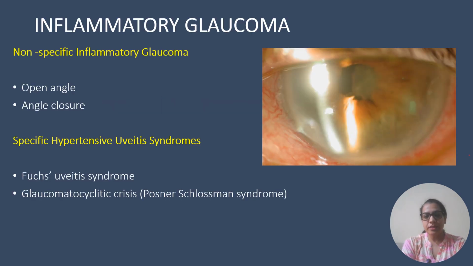So as we discussed earlier, secondary glaucoma is when there is some pathological condition like trauma, some medication or ocular condition that leads to rise of IOP and eventual damage to the optic nerve. So under that, today we'll discuss inflammatory glaucoma first, which can be non-specific inflammatory glaucoma, which can be both open angle or closed angle, or specific hypertensive uveitic syndromes like Fuchs uveitic syndrome or glaucomatocyclitic crisis, which is also known as Posner-Schlossman syndrome.